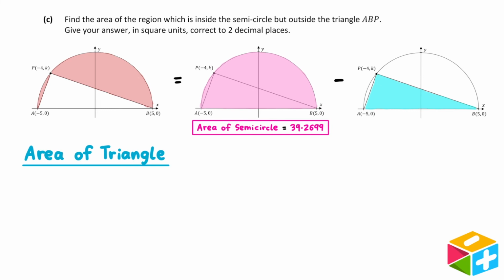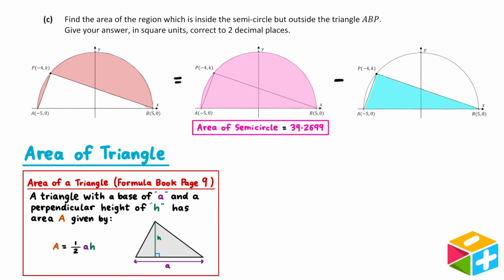Now, let's turn our attention to the area of the triangle. There's a formula on page 9 of the formula book for calculating the area of a triangle. It says that a triangle with a base of a and a perpendicular height of h has area A given by A = ½ × a × h. To use this formula, we'll need to identify the base a and the perpendicular height h.